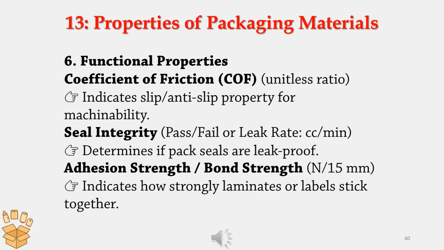Sixth, functional properties. Coefficient of friction, COF. It indicates slip, anti-slip property for machinability. Seal integrity. It determines if package seals are leak proof. Adhesion strength, bond strength. It indicates how strongly laminates or labels stick together.